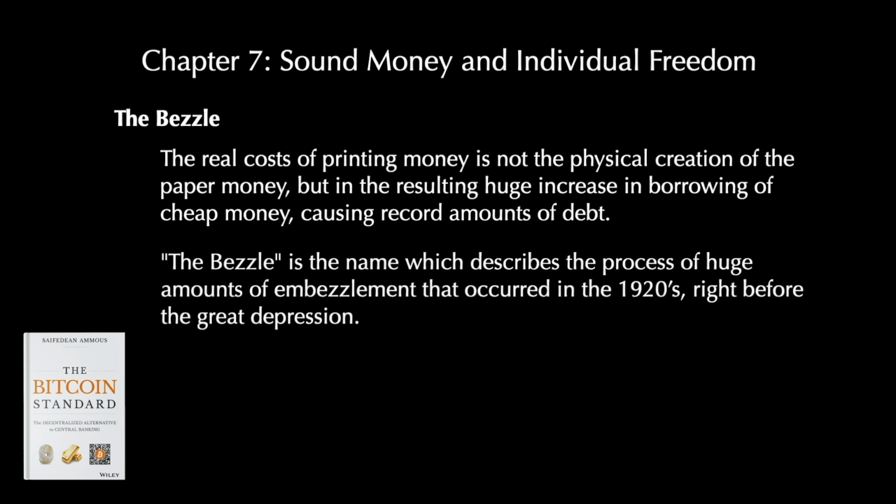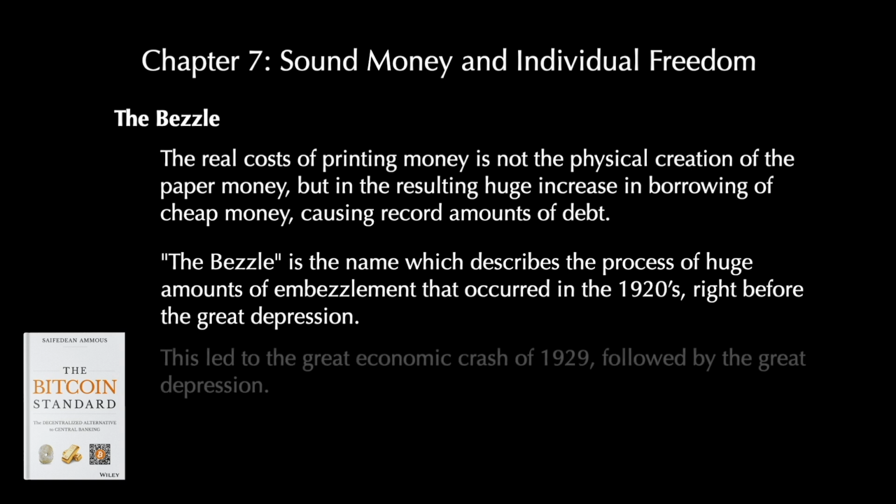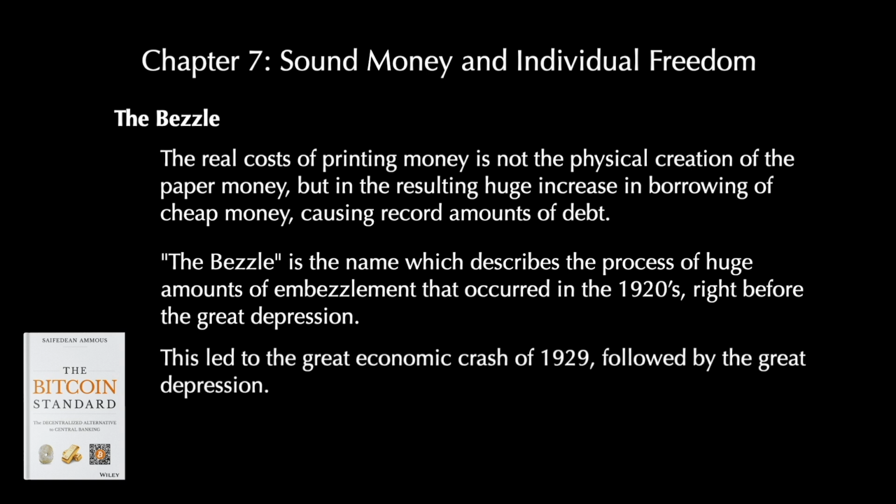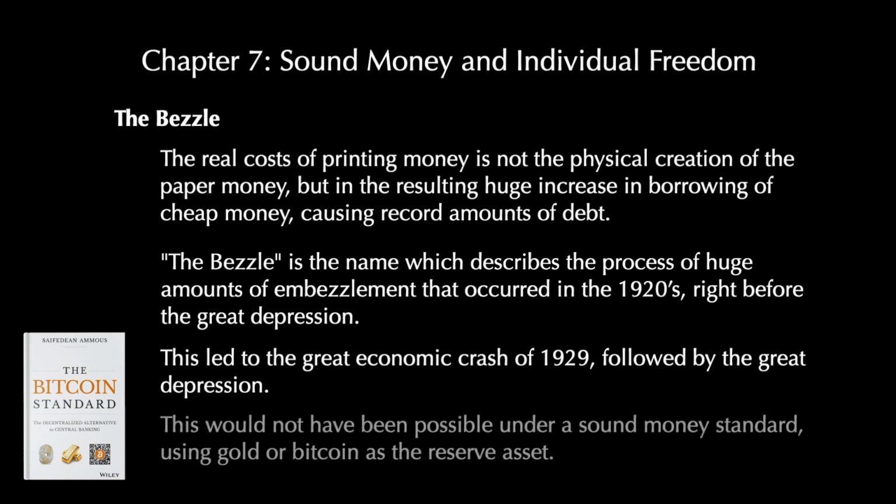The bezzle is the name which describes the process of huge amounts of embezzlement that occurred in the 1920s, right before the Great Depression. Because loans were so easy to get in the 1920s, under the fiat monetary system, huge numbers of unprofitable and fraudulent projects were funded. This led to the Great Economic Crash of 1929, followed by the Great Depression. This would not have been possible under a sound money standard, using gold or Bitcoin as the reserve asset.